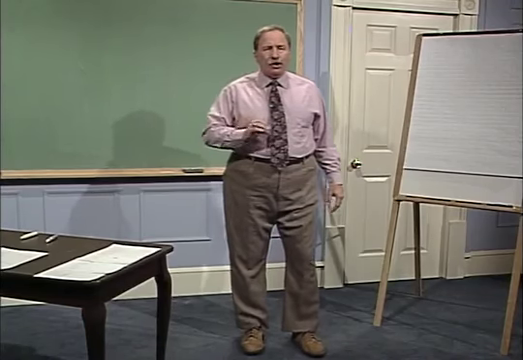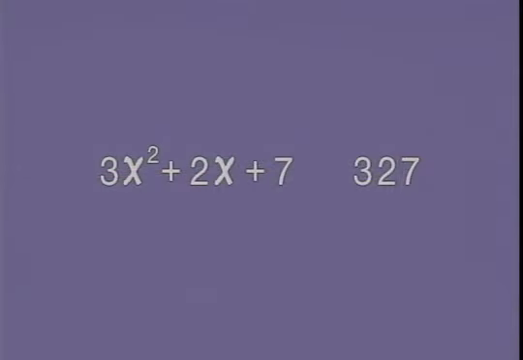For example, let's look at the first graphic. We see 3x squared plus 2x plus 7, and right next to it you see 327. X is the place value. That is, we have the x place, the x squared's place, just as in whole numbers we have the tens place and the 10 squared or hundreds place. Obviously the ones place is the constant.